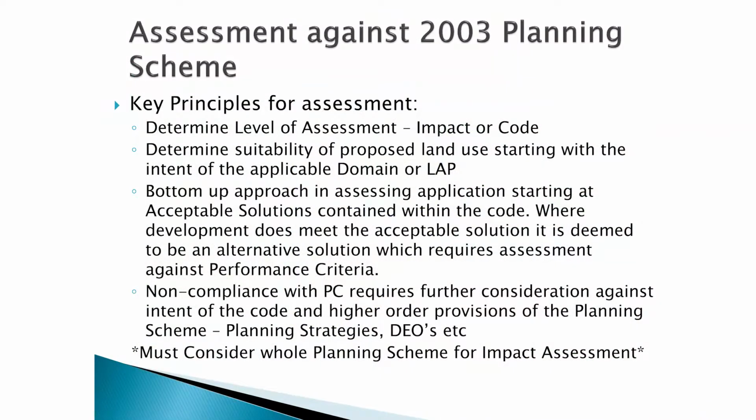Just getting back to the 2003 planning scheme, some of the key principles that we discussed in the first one. What is the level of assessment? We have to determine the suitability of the proposed land use. In the 2003 scheme, it's a bottom-up approach. We have to look at the non-compliance with any PCs, requiring further assessment against the higher order provisions of the planning scheme, but we must still consider the planning scheme for impact assessment. We're still looking at the whole of the scheme.